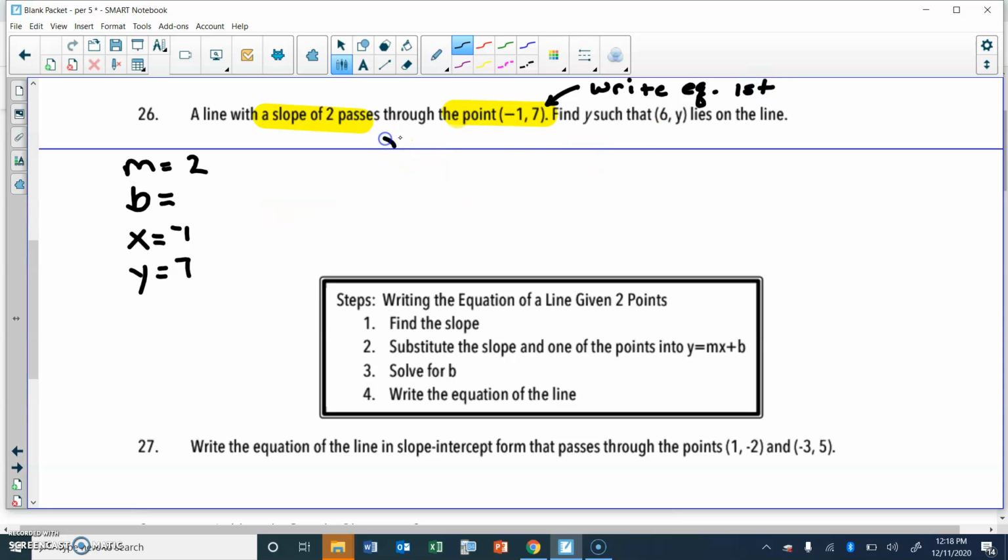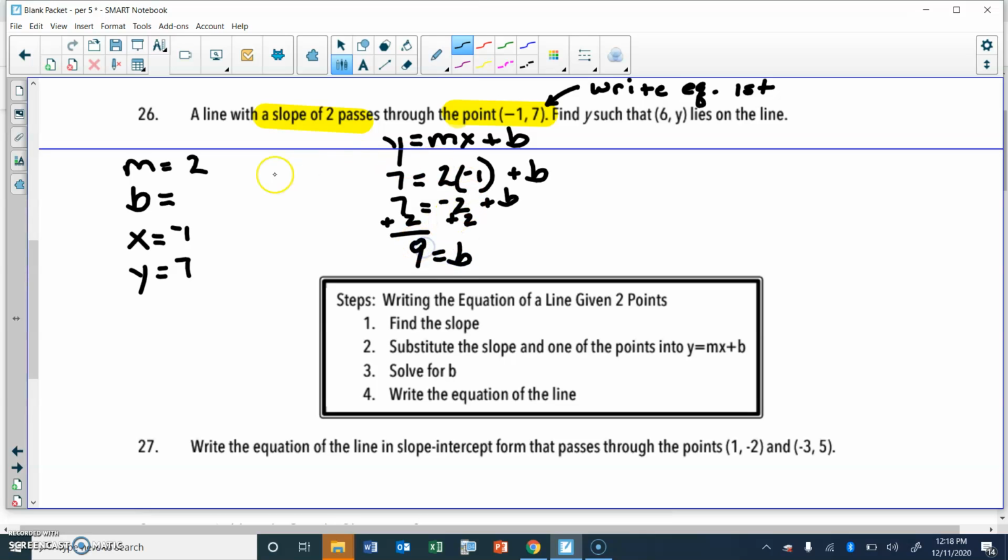We start out by saying y equals mx plus b. We fill in everything we know: 7 equals 2 times -1 plus b. They never gave us a b value. 7 equals -2 plus b. Add 2 to both sides, and you get 9 equals b, also known as b equals 9. I can now write the equation of my line.